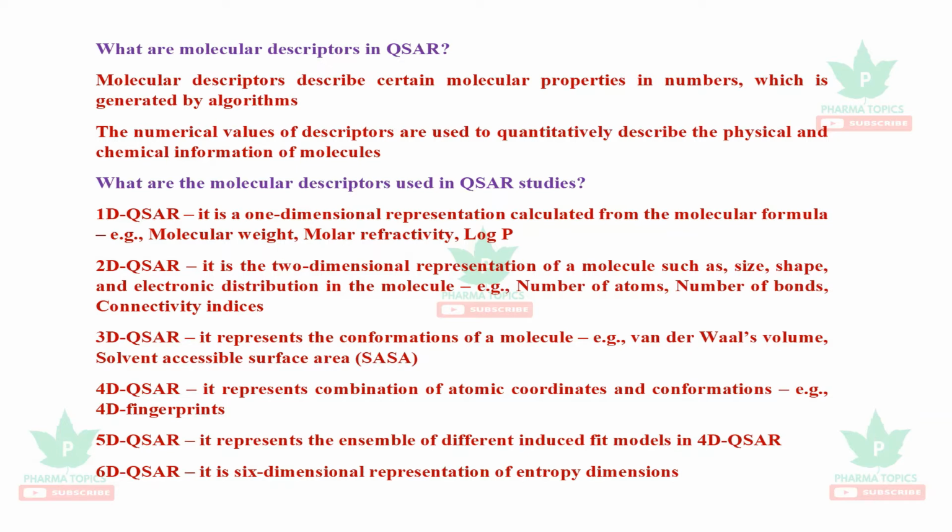The molecular descriptors in QSAR studies are: 1D QSAR, a one-dimensional representation calculated from the molecular formula, for example molecular weight, molar refractivity, log P. 2D QSAR, a two-dimensional representation of a molecule such as size, shape, and electronic distribution in a molecule, such as number of atoms, number of bonds, connectivity indices. 3D QSAR represents the conformations of a molecule, such as van der Waals volume, solvent accessible surface area.